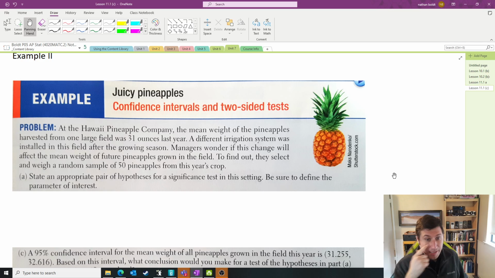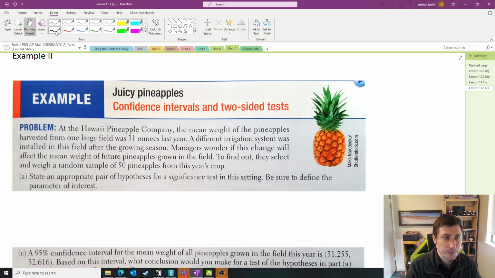So at the Hawaii Pineapple Company, I really hope that's a real thing, the mean weight of the pineapples harvested from one large field was 31 ounces. A different irrigation system was installed in this field after the growing season. Managers wonder if this change will affect the mean weight of future pineapples in the field. To find out, they select and weigh a random sample of 50 pineapples from this year's crop. State an appropriate hypothesis for a significance test, and then define your parameter.